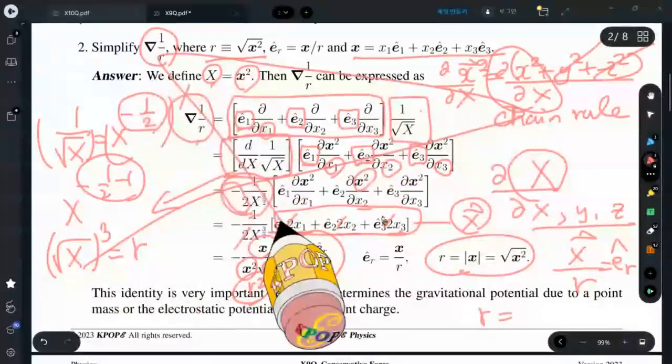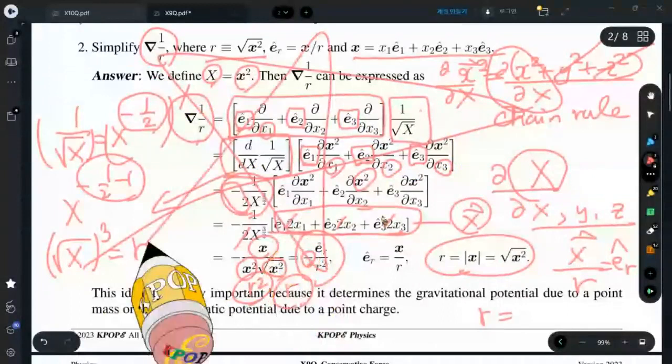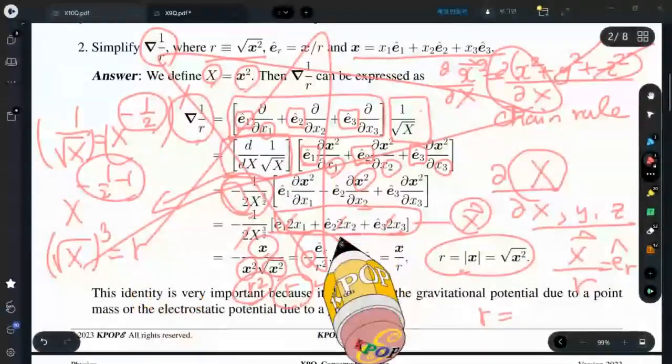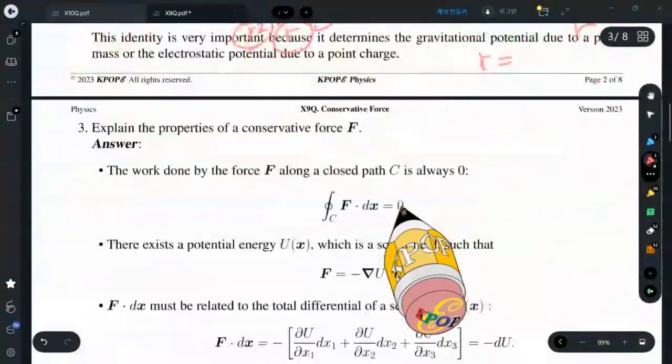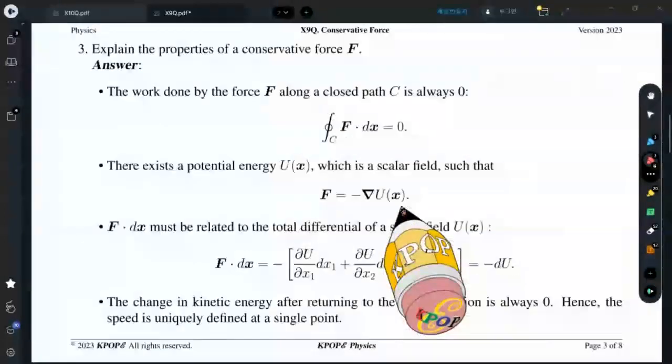It is very, very important. We keep using this result in the future, in the next semester too. You cannot avoid it.